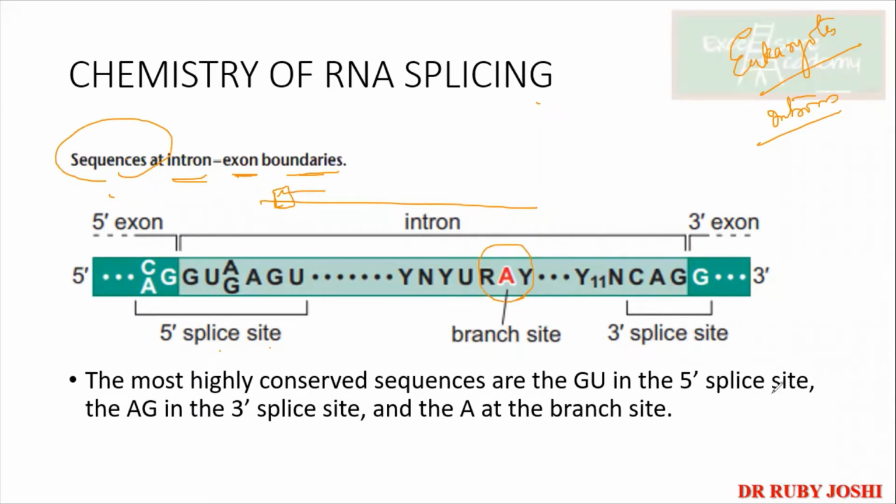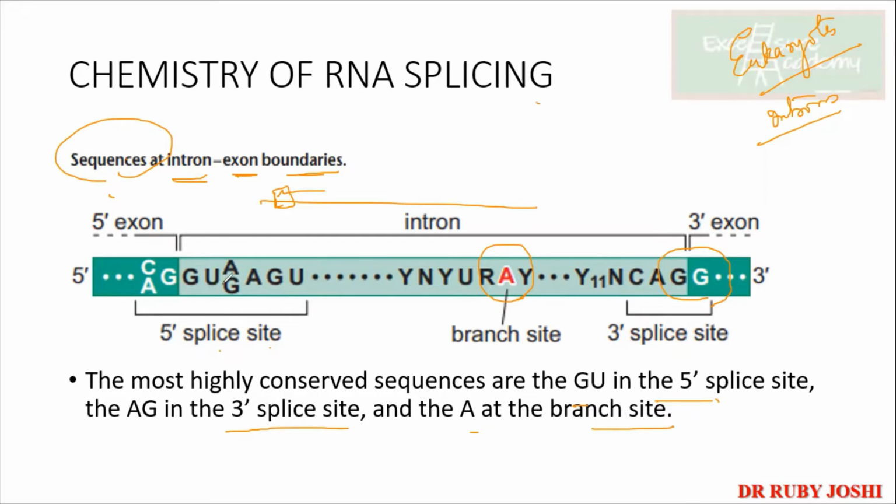Okay. Then again in the 3' splice site you are going to have this sequence. So it is the most highly conserved sequences, which is the GU in the 5' splice site and AG in the 3' splice site, A in the branch site. Can you just remember? Simple, right?